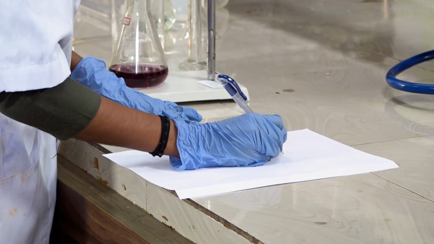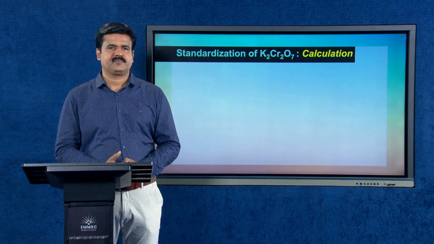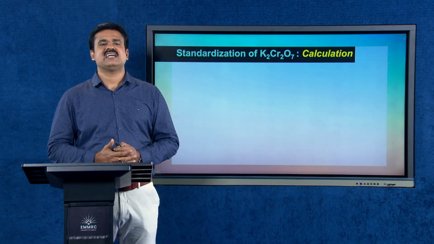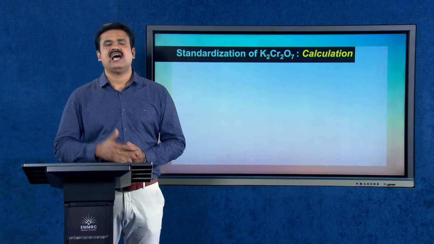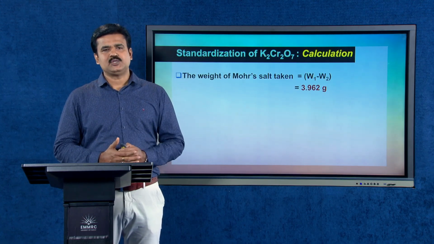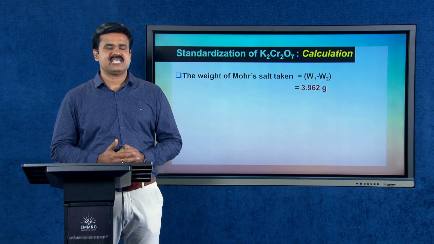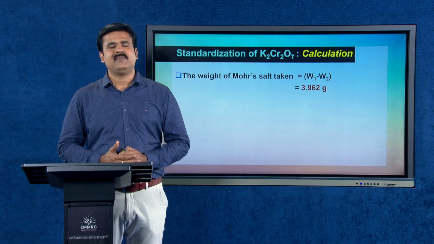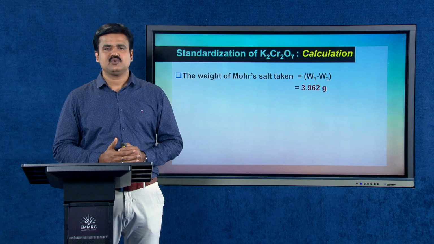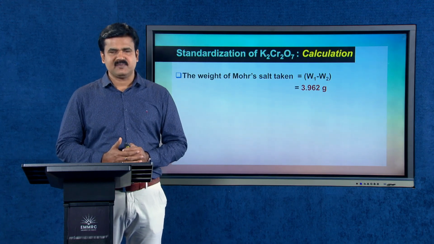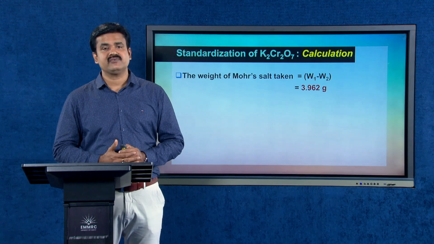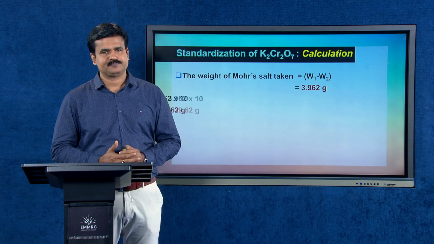Expression for concordant value. Thus, we have completed the experimental part of the standardization of K2Cr2O7 and are now entering into the calculation part. The weight of Mohr's salt taken is equal to W1 minus W2, and that is equal to 3.962 gram. So, in the experiment, to prepare the standard solution of Mohr's salt, we took a weight of 3.962 gram.